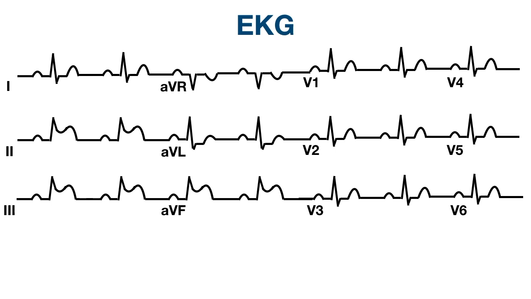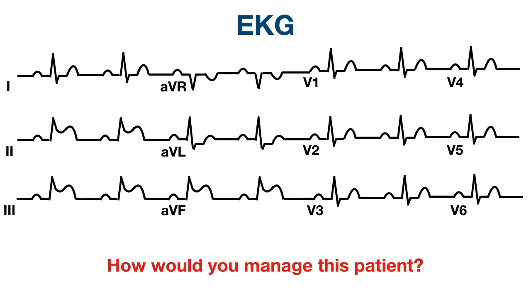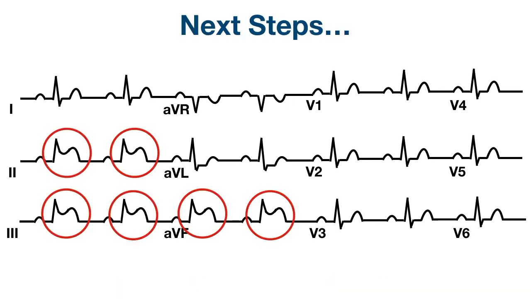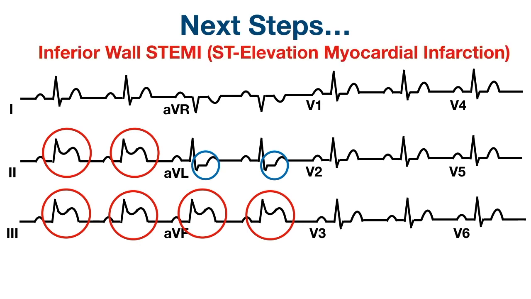As you finish putting in orders and are considering what medications to give the patient for his pain and symptoms, you're handed this EKG. Pause the video and think through how you would manage the patient and what you would do next. We can see we have ST elevations in leads 2, 3, and AVF, and reciprocal ST depressions in lead AVL. Leads 2, 3, and AVF are inferior leads, so this EKG is concerning for an acute inferior myocardial infarction.